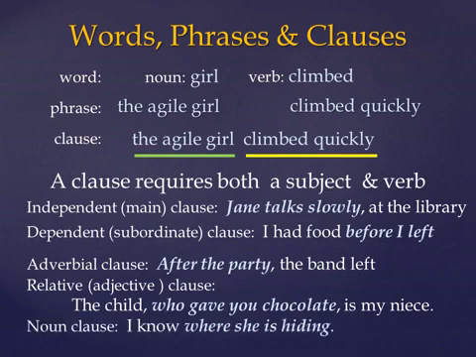Finally, a noun clause is so called because it acts as a noun in the sentence. In this example, "I know where she is hiding," the clause "where she is hiding" acts as the object of the verb "to know." It is the thing which is known.